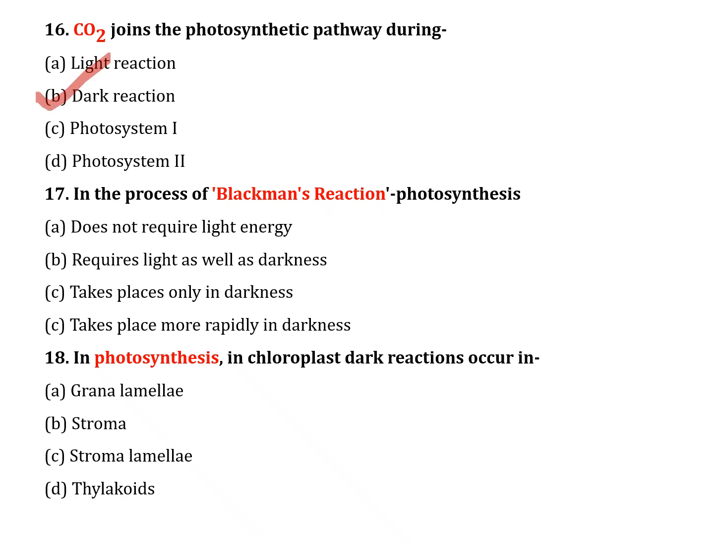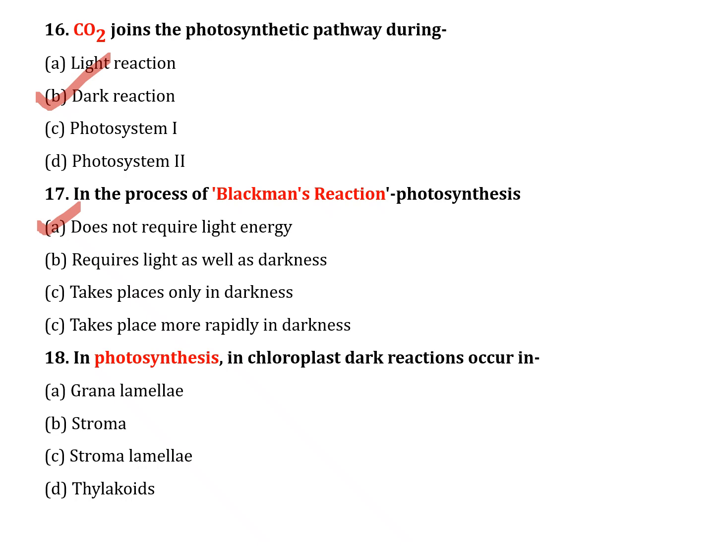The next question, number 17. In the process of Blackman's reaction of photosynthesis, option A, does not require light energy. Option B, requires light as well as darkness. Option C, takes place only in darkness. Option D, takes place more rapidly in darkness. The correct answer is option A, does not require light energy. It is independent of light, but it depends upon the product of light, that is ATP and NADPH2.